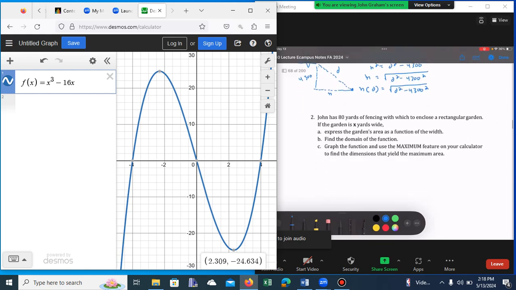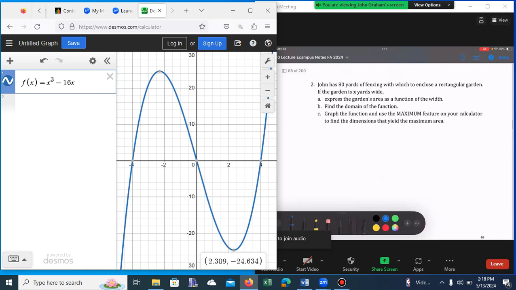Now we're going to do one that goes over finding the maximum of an equation. So we have 60 yards of fencing, and we're going to enclose a rectangular garden. The garden is x yards wide. Express the garden's area as a function of the width.